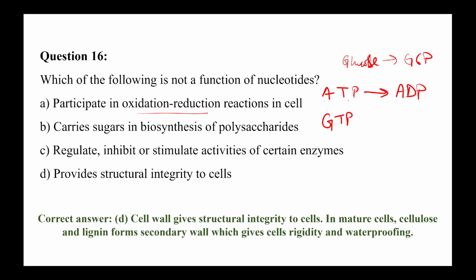I told you nucleotides have a sugar backbone. That sugar can be used in polysaccharide biosynthesis. So they carry the sugar in the biosynthesis of polysaccharides, and they regulate, inhibit, or stimulate activities of certain enzymes. We have certain enzymes that are activated or regulated by these ATP or GTP molecules.